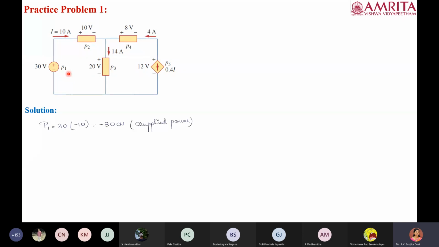Okay, next, Achim Shetty Bharatwaj. What is P2? It is 10 into 10, madam. Yeah, 100 watts. Okay, is it absorbing power or supplying power? It is supplying, madam. How do you determine whether it is supplying or absorbing? Ma'am, if it is absorbing, it comes negative, madam.